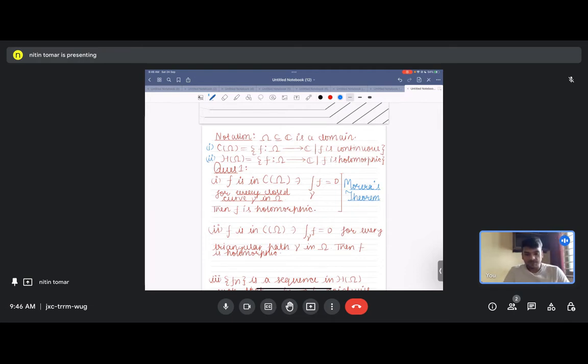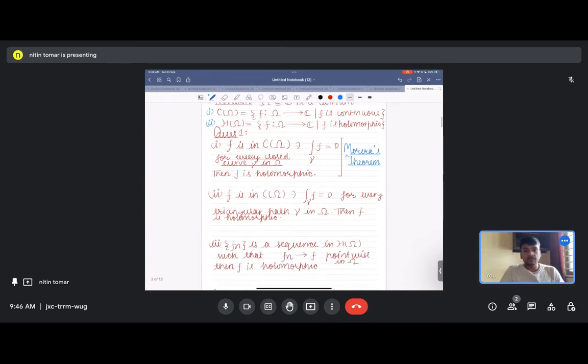What does Morera's theorem say? It says if the integral of a continuous function over any closed curve gamma in omega is 0, then f has to be holomorphic. And the second question is exactly the same as the first question, with the closed curve being replaced by a triangular path.